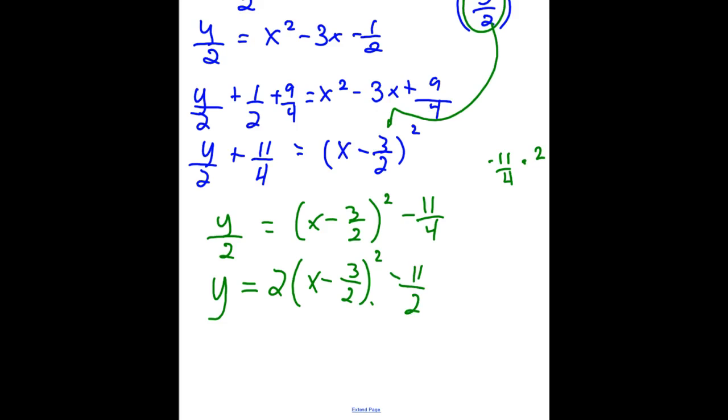Okay. Is that in vertex form? Yes. We have a 2 in front. That's our A value. Our H value would be this 3 halves. And our K value would be the negative 11 halves.